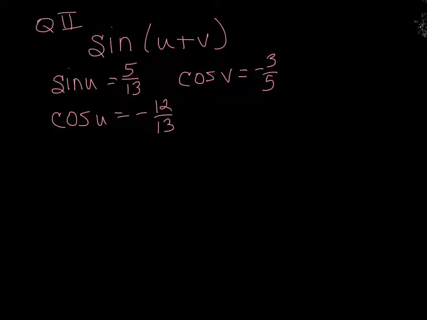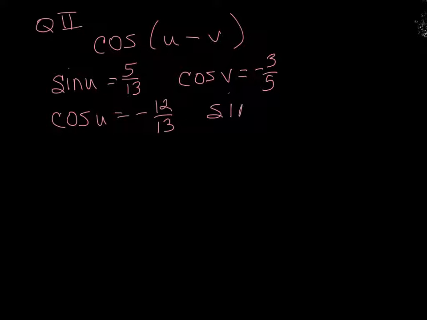All right. In fact, instead of doing the sine of u plus v, why don't we do the cosine of u minus v, just to use a different formula. Okay, so if I know the sine of u and the cosine of u, the sine of v in quadrant 2 is positive, and it's going to be 4/5.